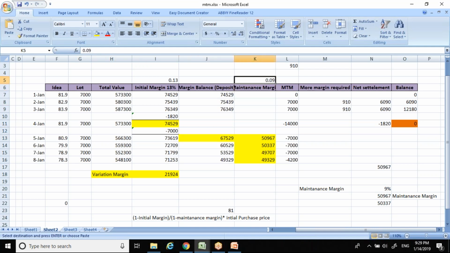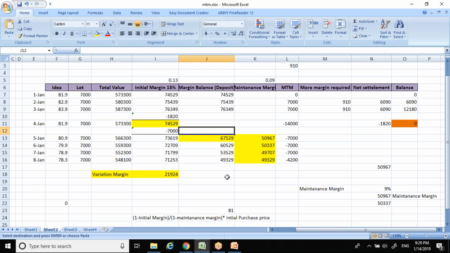So let's suppose the maintenance margin level is 0.09. So you need to have around 50,926 as your account balance. Till then you don't get a margin call. So the current balance is around 67,529, and your maintenance margin level is 59,967. This is basically 9% of the total value. If your account balance falls below the maintenance margin requirement, then you get a margin call.